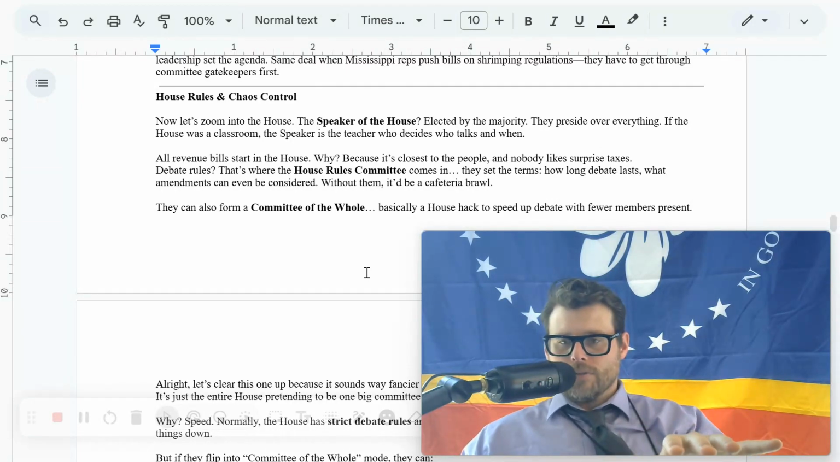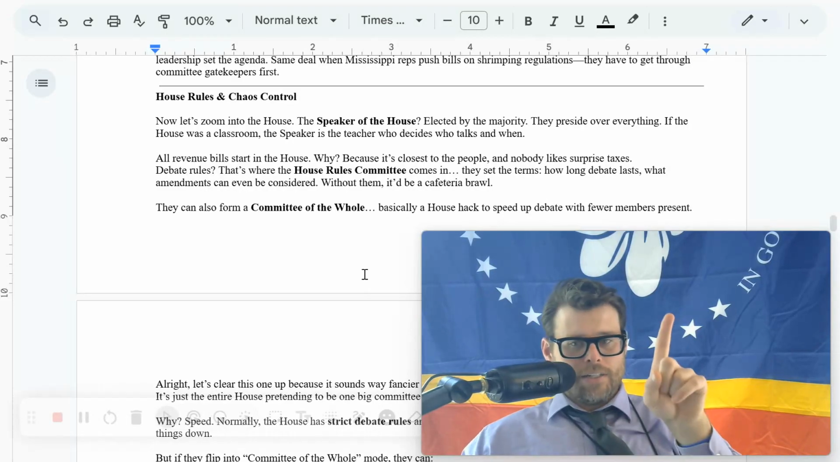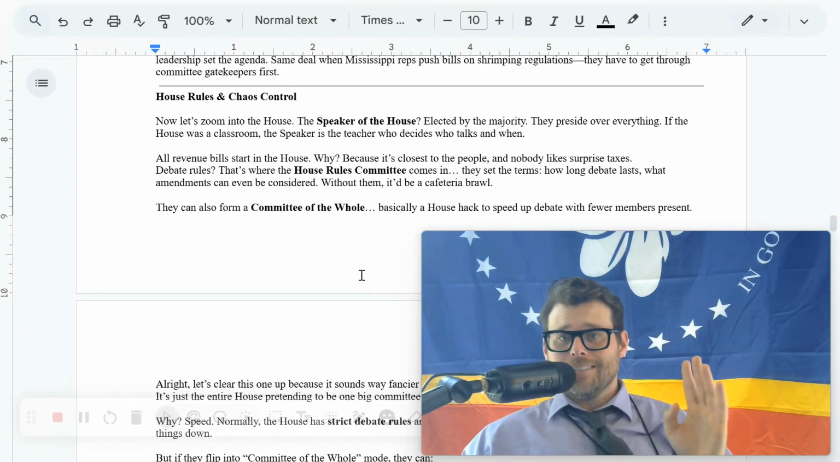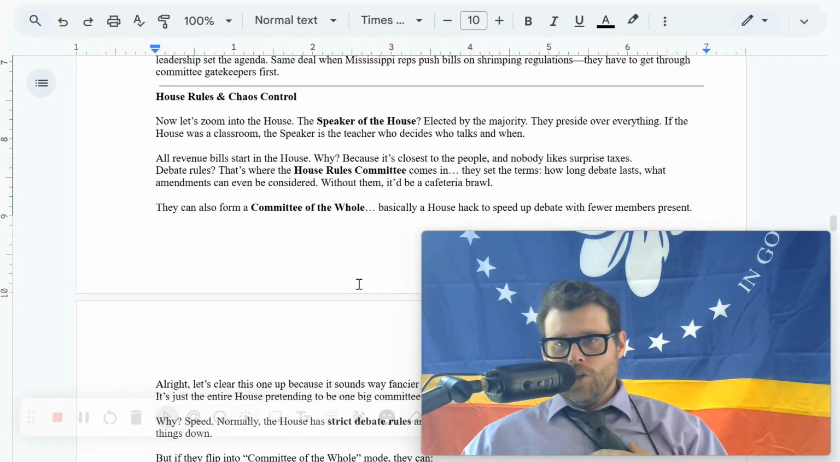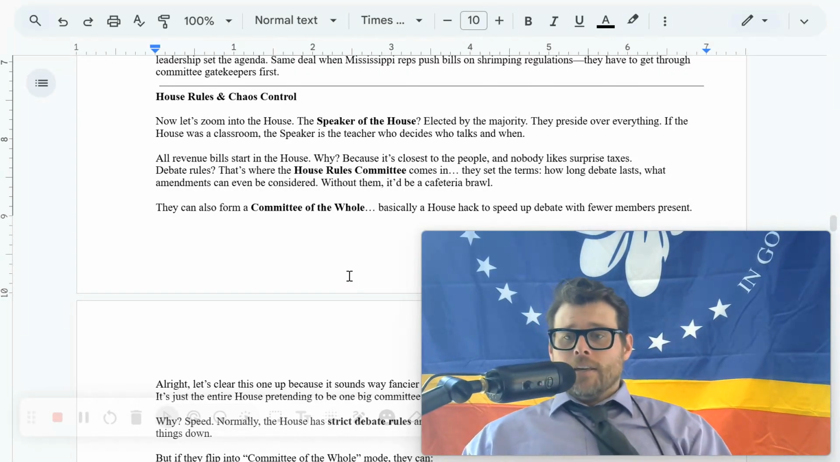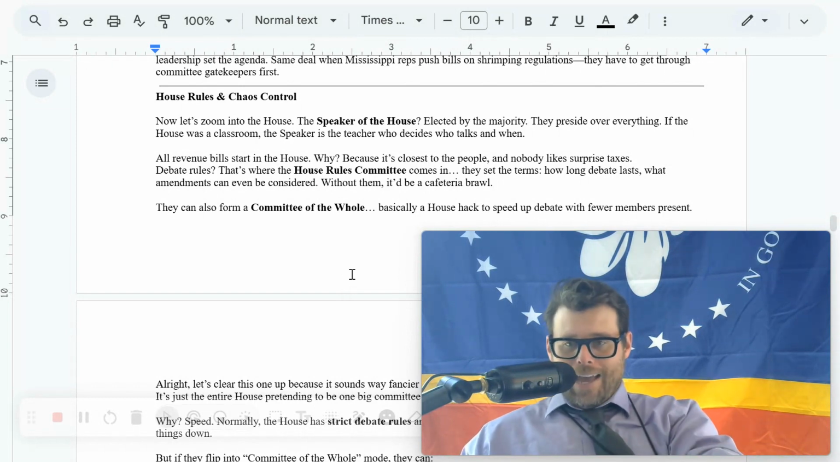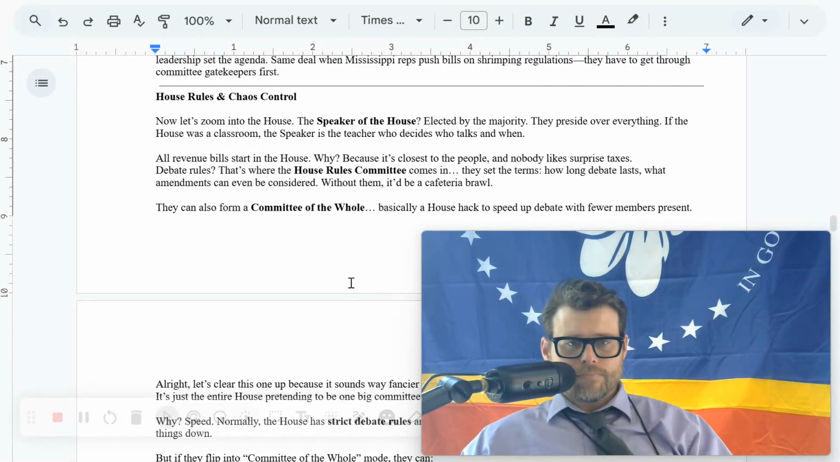All revenue bills, money bills, tax bills start in the House of Representatives. That is an explicit power given to the House of Representatives in the Constitution. So why is that? Because it's the closest to the people. And nobody likes surprise taxes. Nobody likes surprise taxes. And so they wanted those tax bills to be made in the most representative house of that branch, Congress. That's the House of Representatives.